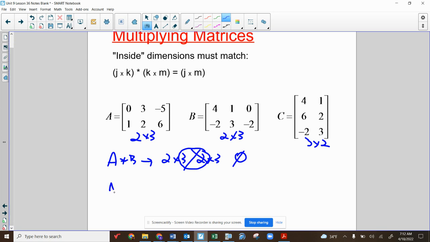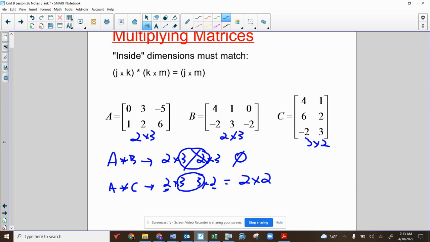Whereas if I do A times C, where that's a 2x3 and a 3x2, those inside dimensions match. Then, even just as important is, what size is the answer going to be if I'm multiplying two things that aren't the same size? The two remaining numbers on the outside, or our outside dimensions, are going to be the size of your answer. So when I do A times C, I would get a 2x2 matrix.